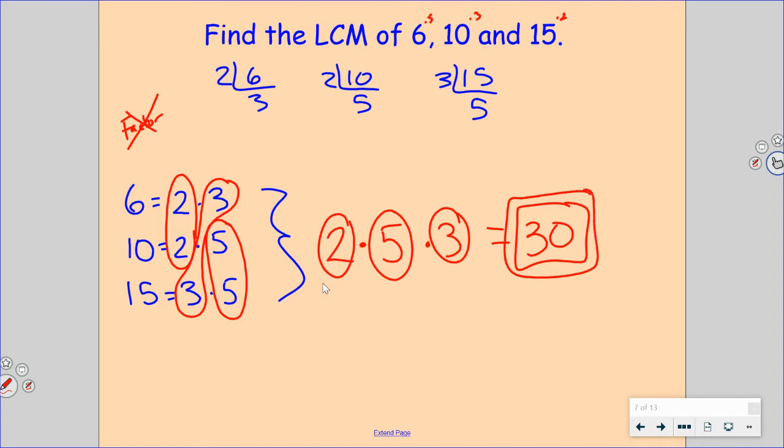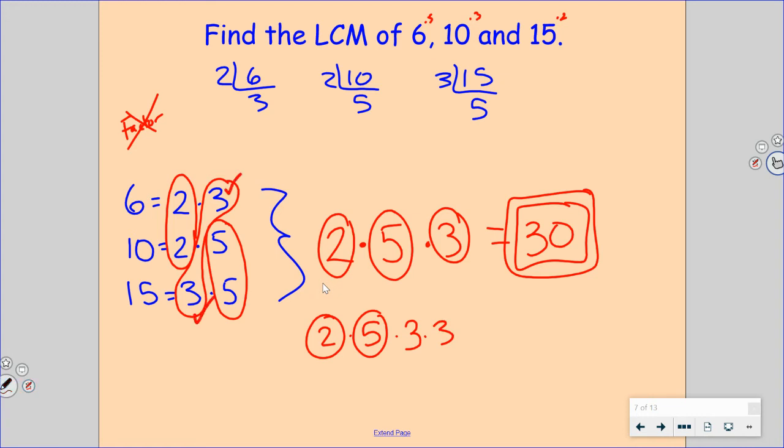Now least common multiple. Now let's say I did not notice that the 3 was shared, and I wrote times 3, I'll use a little disappearing ink here, times another 3.